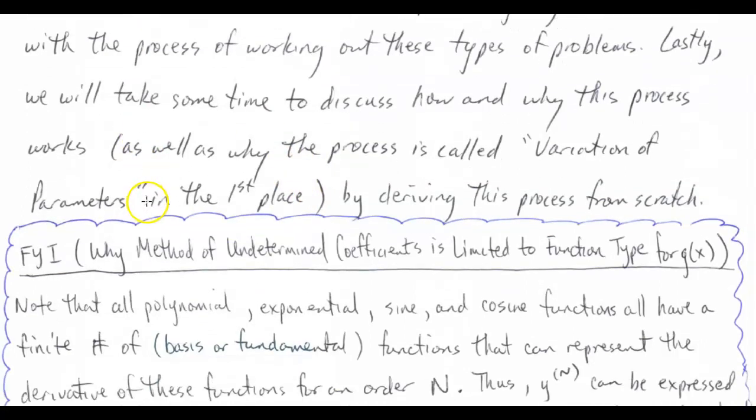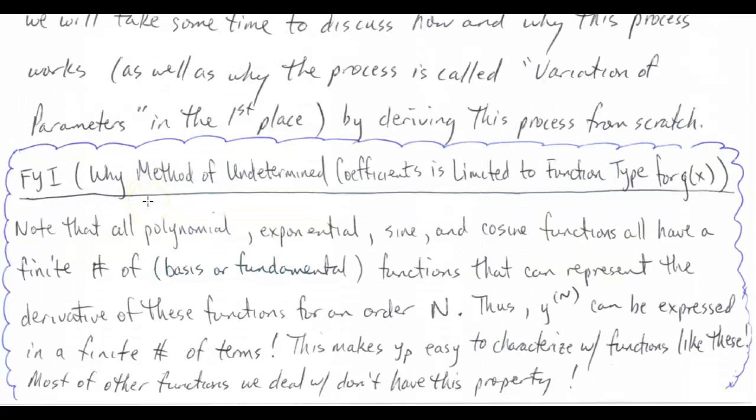Now, one last thing I want to get into before we get into the actual steps is why the method of undetermined coefficients is limited to the function type for g of x. So in other words, we know that for solving non-homogeneous ordinary differential equations using method of undetermined coefficients, again, we have to have either a polynomial, exponential, sine, cosine function, or we need to have the sum and/or product of any of these types of functions together to be able to use method of undetermined coefficients.